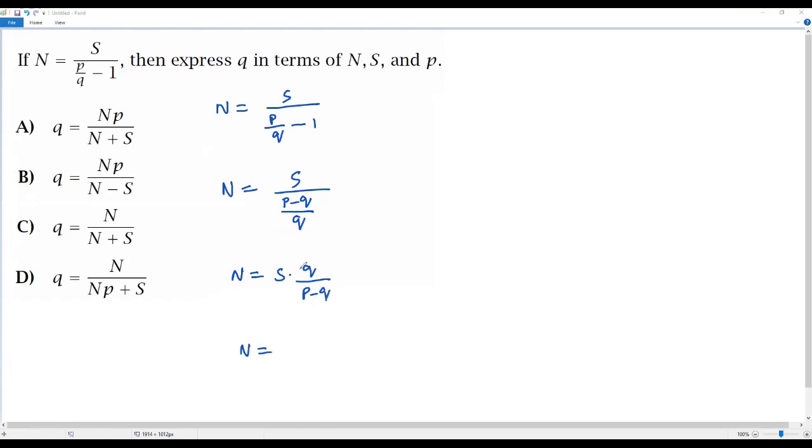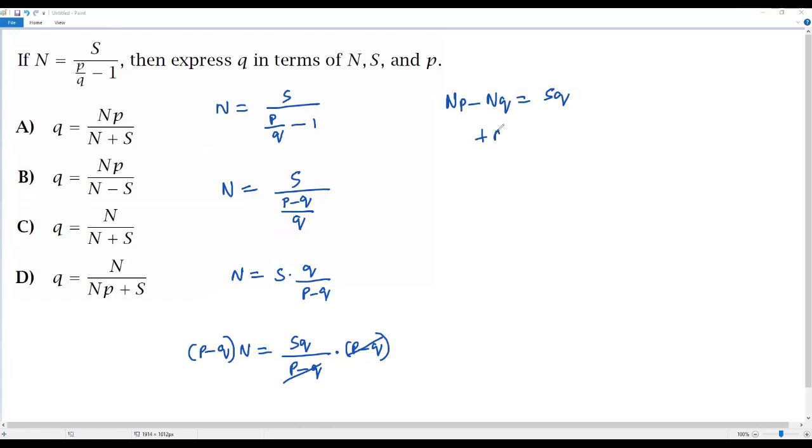Okay, n equals, let's multiply this s and q. Then we get sq in the numerator. In the denominator, we have p minus q. Now let me multiply both sides of the equation by this denominator, that is p minus q. Let me do it on the left side. Here this p minus q will cancel out. Now we can distribute this n to this p and minus q. Then we get np minus nq equals sq.